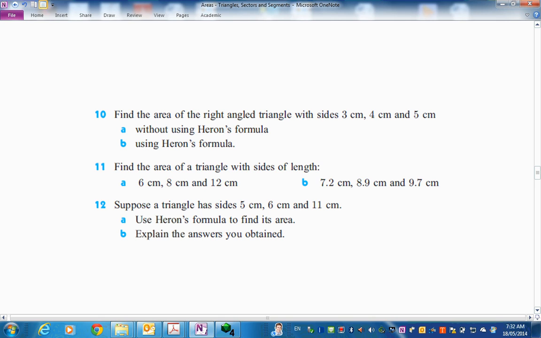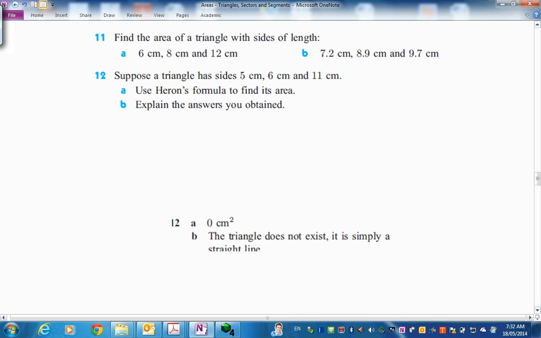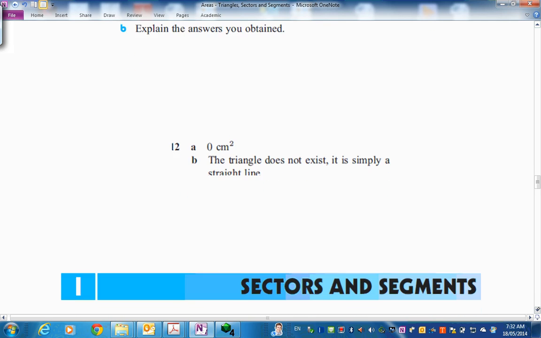Find the area of a triangle with sides of length those, okay, and then in question 12, see what you come up with. Okay, have a look at the answers. I think they've only given us the answers to 12 here. Alright, okay, so there we go. That's a tricky one in number 12.